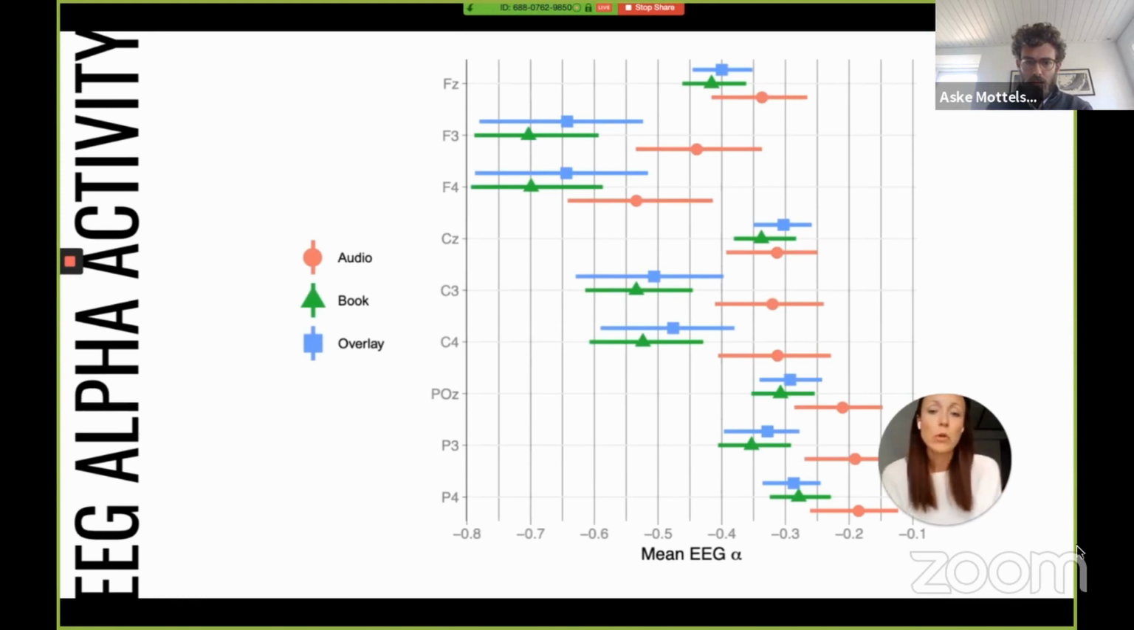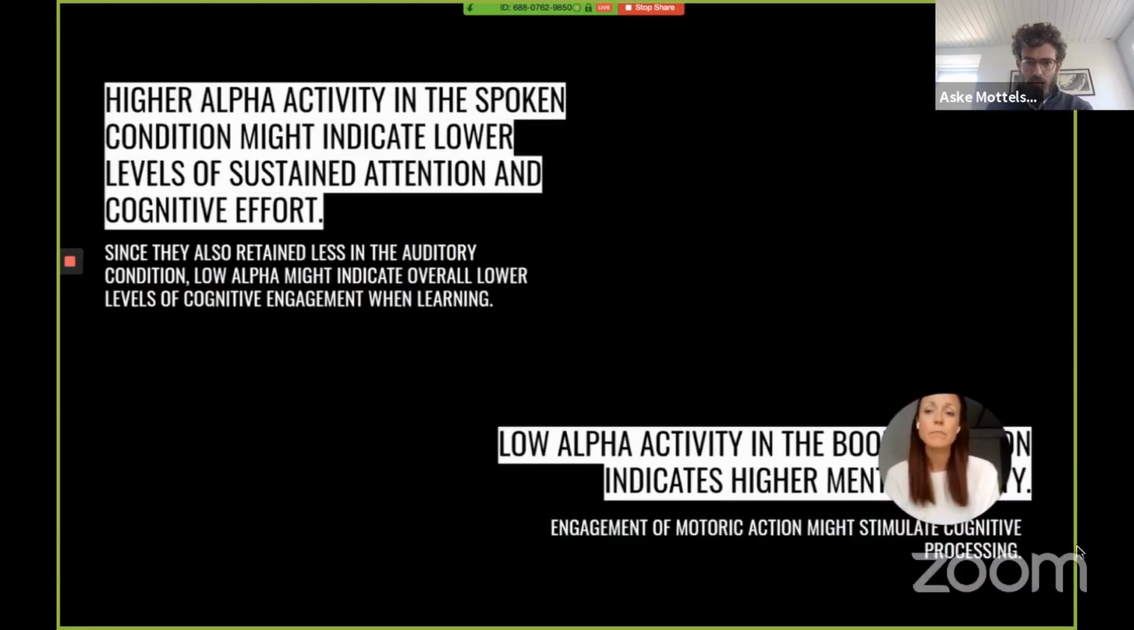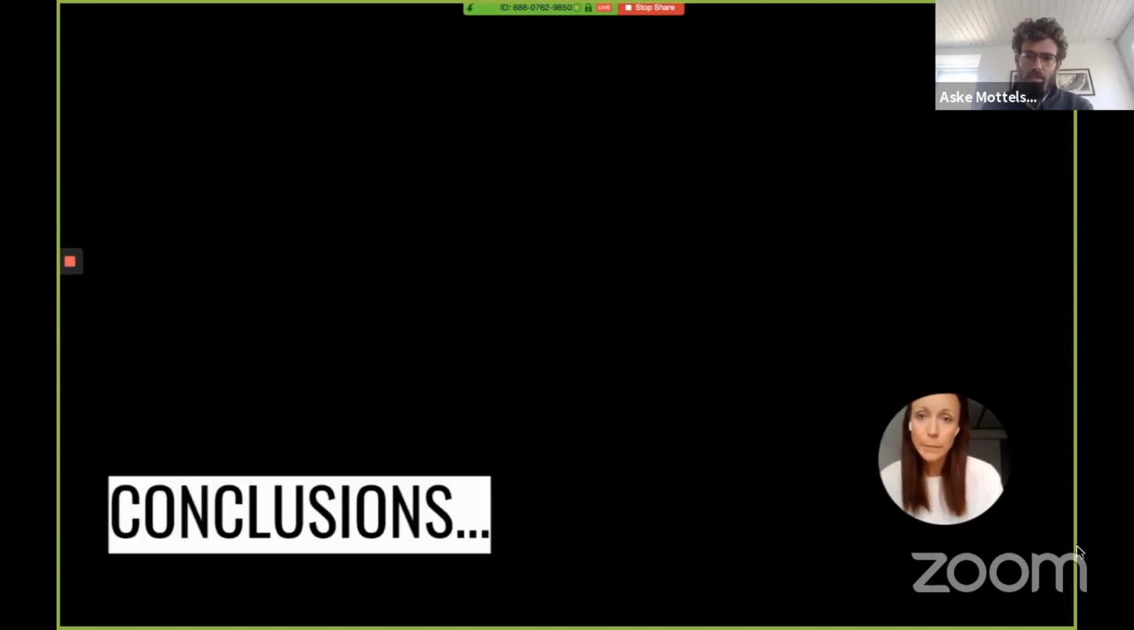From the alpha results, we saw high alphas in the audio condition and lowest alphas in the book condition. High alpha activity in the spoken condition might indicate lower levels of sustained attention and cognitive effort. And since they also retained less in the auditory condition, low alphas might indicate overall lower levels of engagement when learning. Low alpha activities in the book condition, on the other hand, indicate higher mental activity, which might suggest that engagement in motoric action might stimulate cognitive processing.